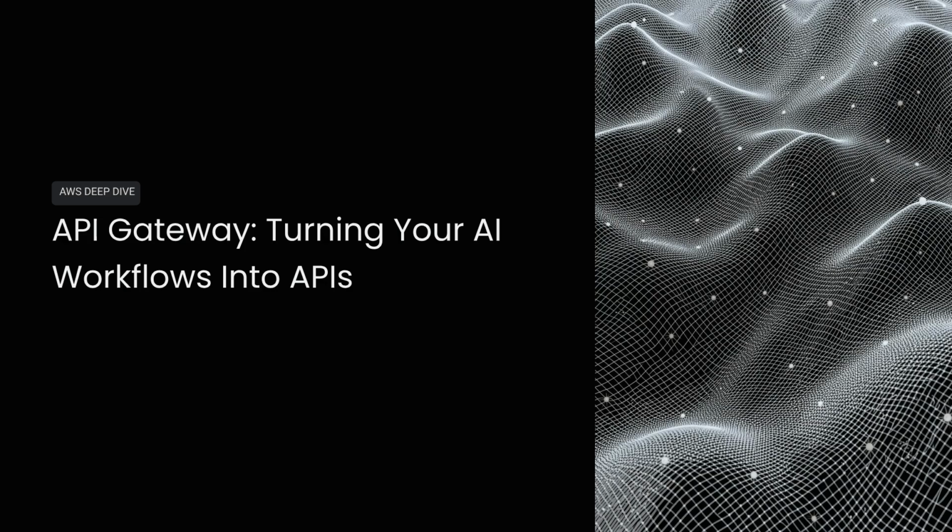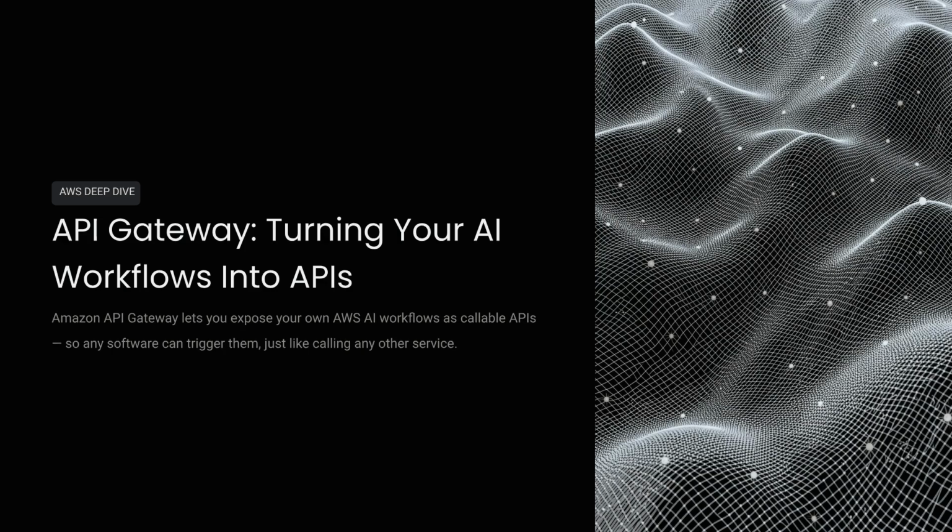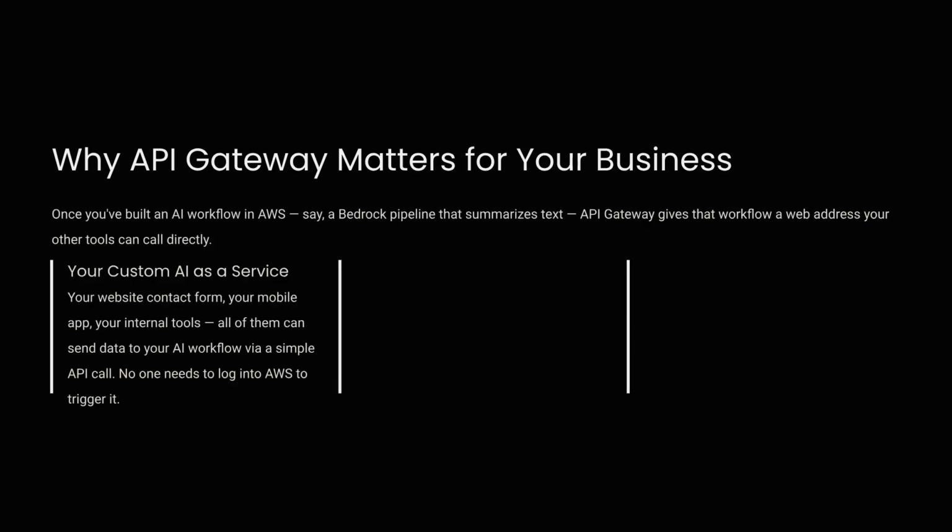Next, we'll examine API Gateway, which turns your AI workflows into accessible APIs. It lets you expose your AWS AI workflows as callable APIs, so any external software can trigger them. API Gateway is crucial because it makes your custom AI available as a service to your external tools.